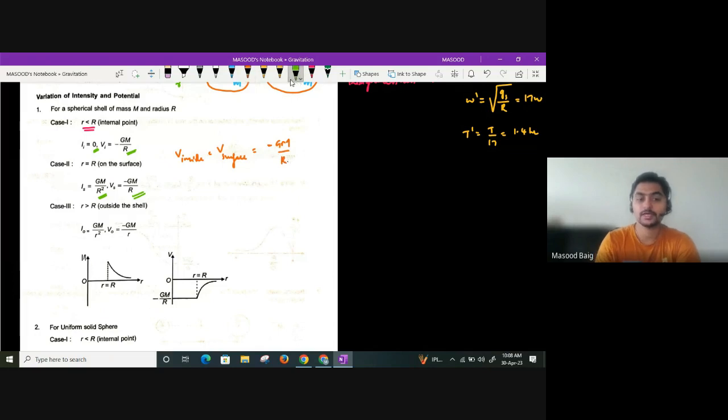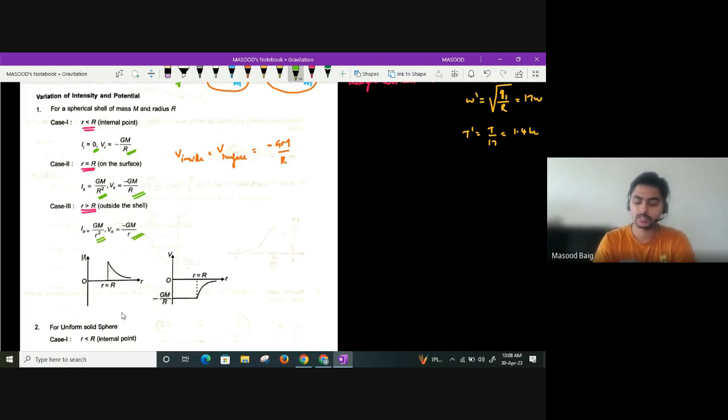Now, whenever a point is outside, guys, whenever a point is outside, in that situation, what is going to happen? Whenever a point is outside the spherical shell or solid sphere, can I concentrate their whole mass at the center or not? Center is nothing but a point. So outside a spherical shell or solid sphere, variation will be same as that of your point mass, guys. So as you can see, what is the variation for field? GM by r square, and potential is minus GM by r.